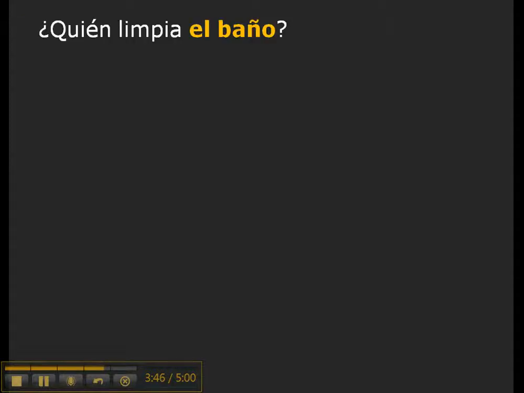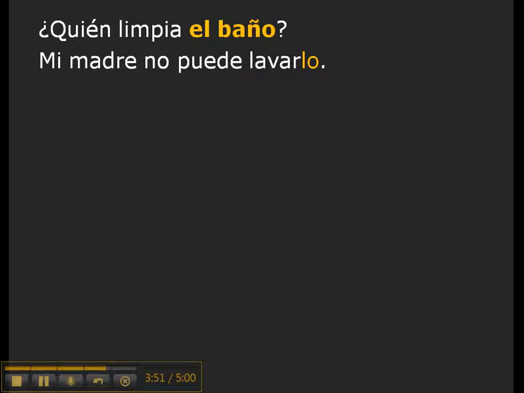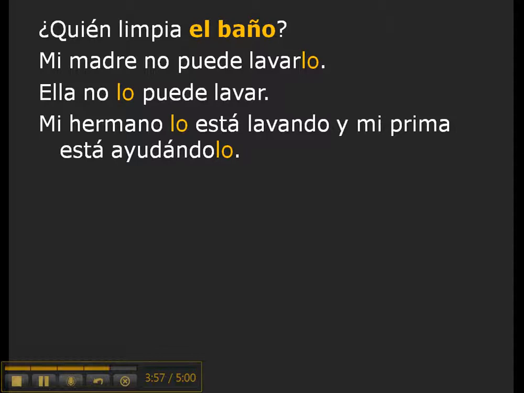And in this sentence here, ¿quién limpia el baño? Mi madre no puede lavarlo. Ella no lo puede lavar. Mi hermano lo está lavando y mi prima está ayudándolo.